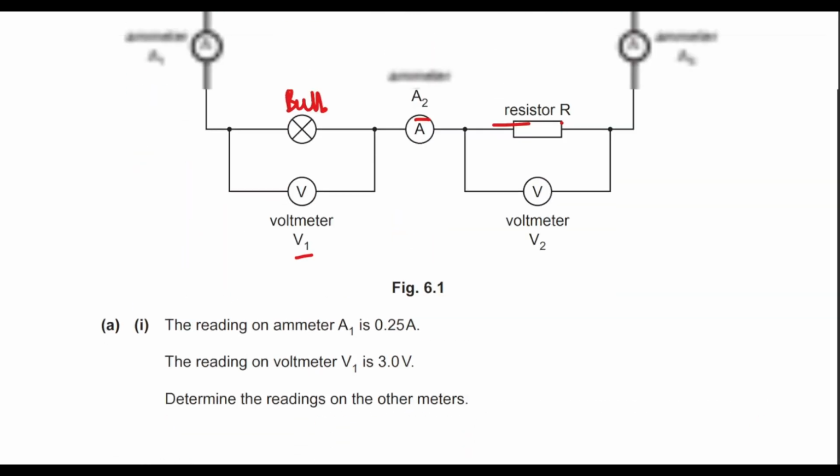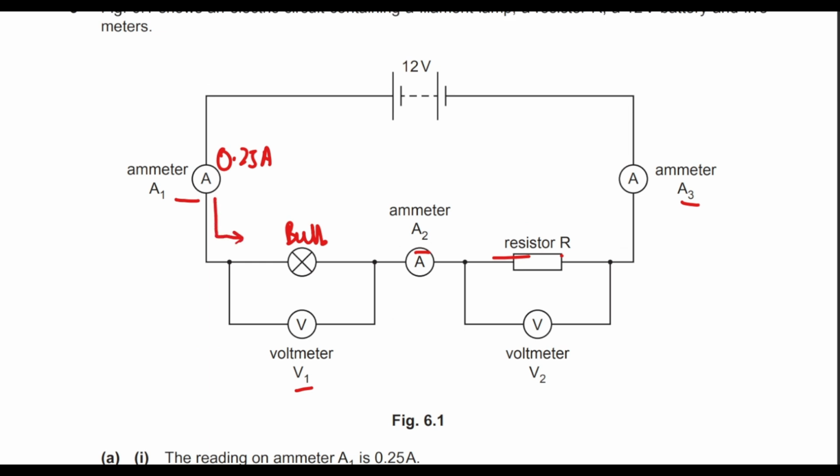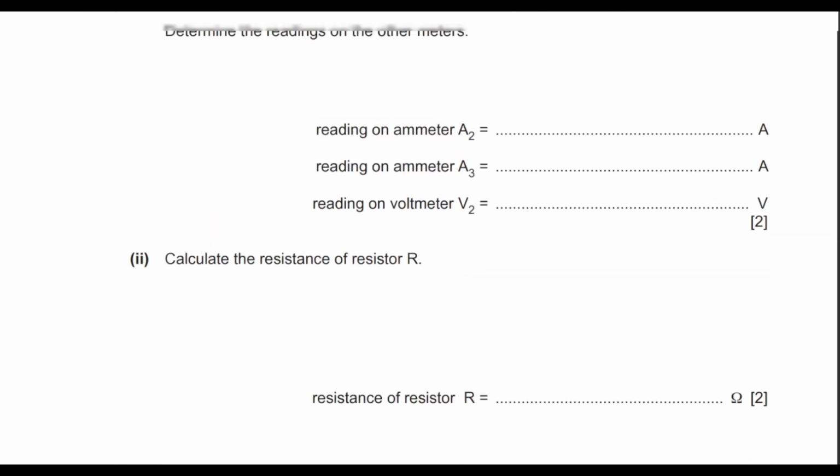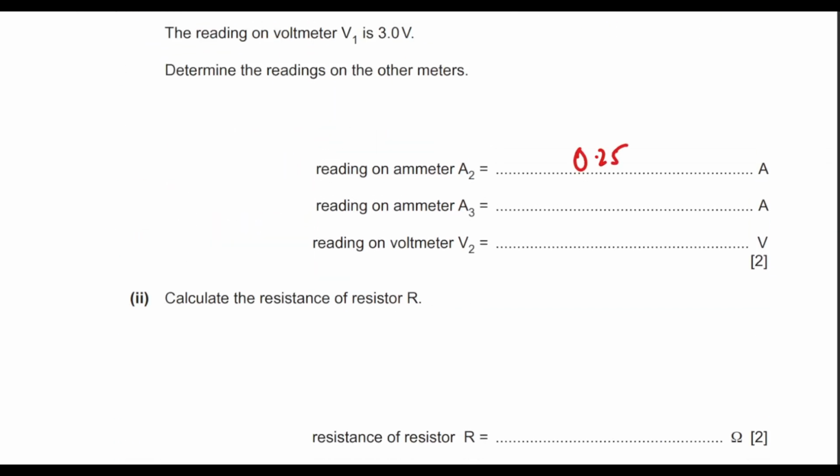So A2 and A3. The current in a series circuit remains the same, and voltmeters do not receive any amount of current because they have high resistance since they're connected in parallel. So A2 will produce the same reading, and A3 will also produce the same reading, which is why the answers to this question will be 0.25, 0.25, exactly the same.